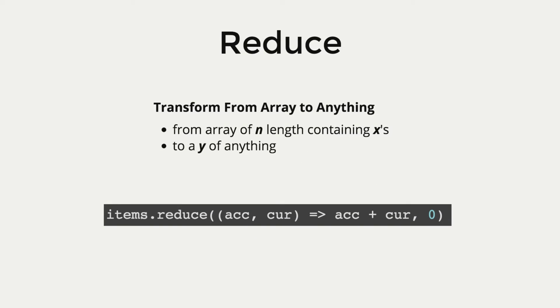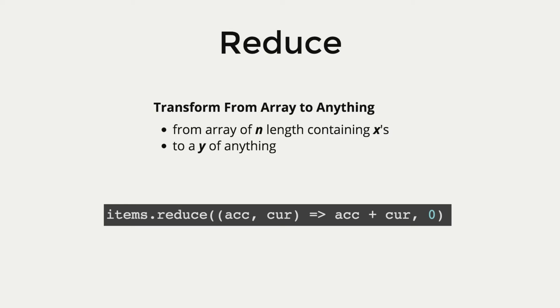All right, so reduce. It transforms from an array of anything to an anything. So map was an array of n length to an array of n length, right? Reduce is an array of n length of anything to anything. The output could be anything. In the case of sum, we take an array of numbers and return a number. But you can use reduce to transform from an array to an array. There's no limit on what you can do.